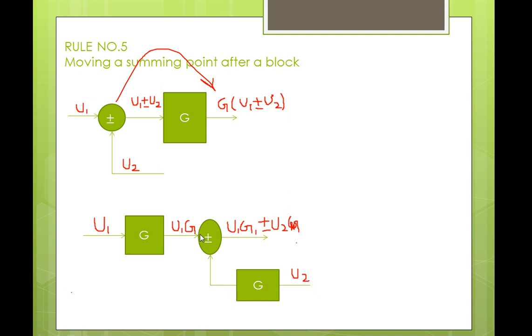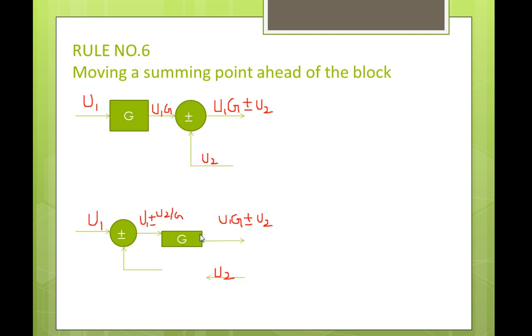in the feedback path. So rule number 6 is moving the summing point ahead of the block. Ahead is nothing but before the block. Initially, for example, you are having the summing point here. The applied input is u1, and after the block you are getting u1 into g. The u1 into g is applied to the summing point, and here you are applying some u2. So the output becomes u1g plus or minus u2.